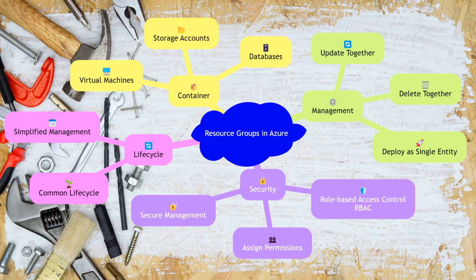Resource groups in Azure are containers that hold related resources for an Azure solution. They provide a way to manage and organize resources such as virtual machines, databases, and storage accounts. By grouping resources, you can deploy, update, and delete them as a single entity. This simplifies management and ensures that resources that share a common lifecycle are managed together. Resource groups also enable role-based access control, RBAC, allowing you to assign permissions to users at the resource group level, ensuring secure and efficient management.